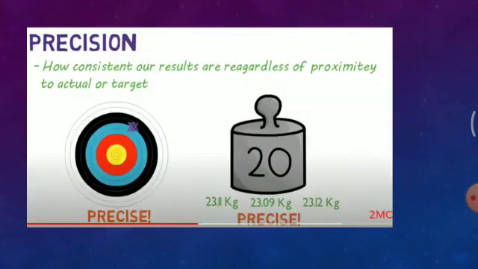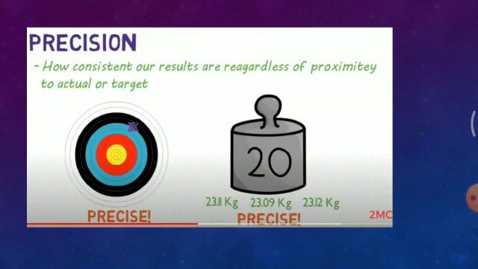We are going to discuss precision. Precision is how consistent our results are, regardless of proximity to the actual or target value. That means however many times you measure something, you are getting the same results. That is said to be precision. Now let us take the first diagram. In this diagram, you can find three cross marks in the same place. That means it is not near the exact, but three times you shot the same place. So this kind of situation is called precise or precision.